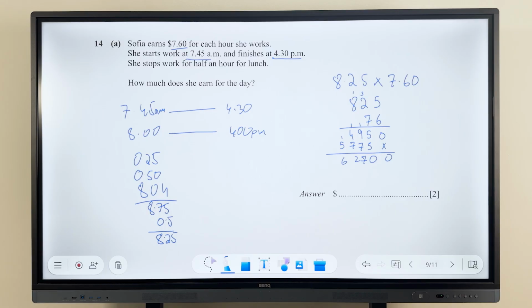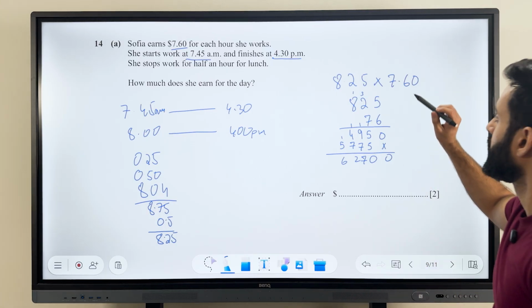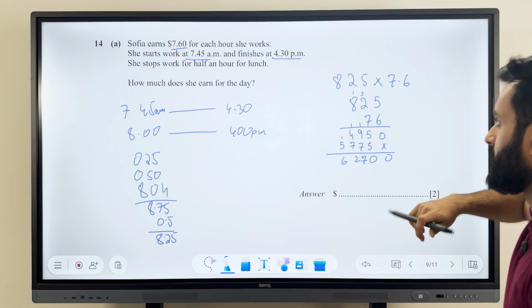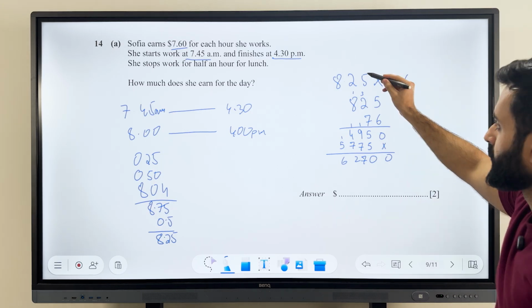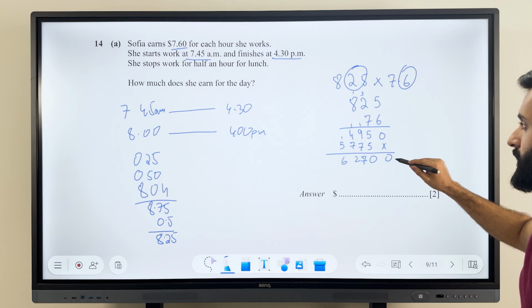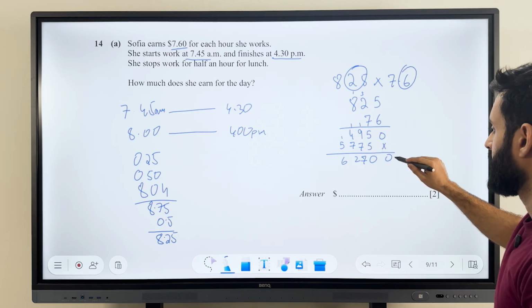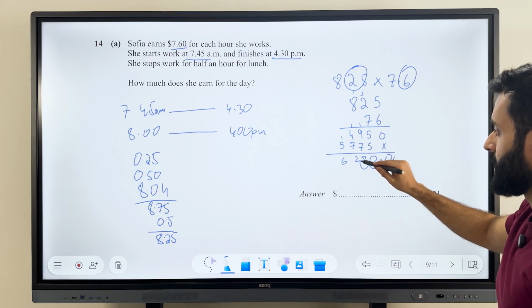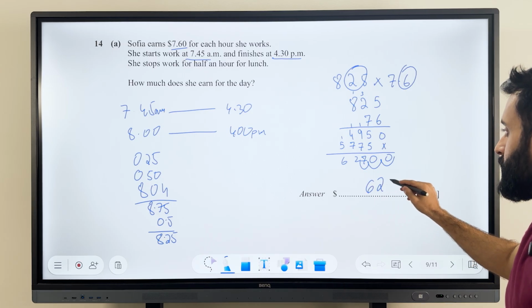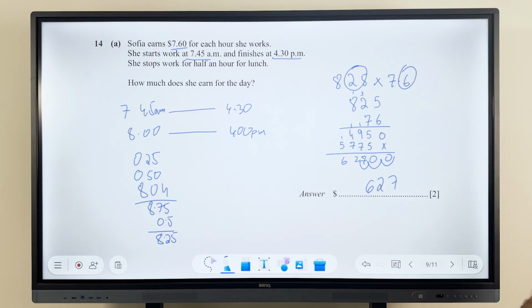Now, how many decimals did we ignore? So notice that we considered 7.6 instead of 7.60. So we ignored a total of 2 plus 1, 3 decimals. So that means we're going to move the decimal 3 places towards the left. So 1, 2, 3. So that means she earns a total of $62.7. Okay, so her daily income is 62.7.